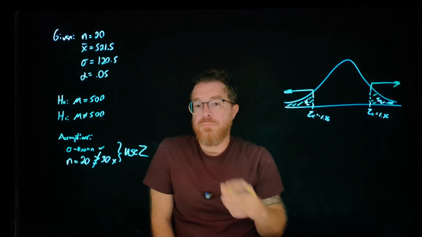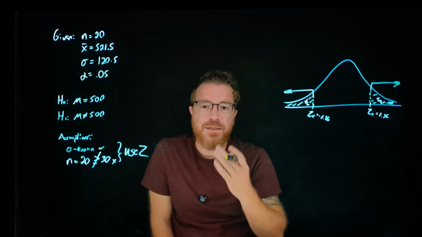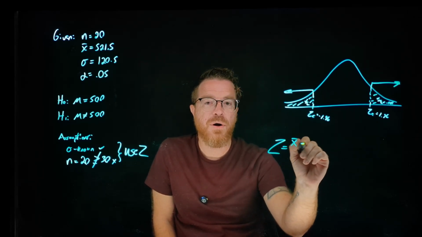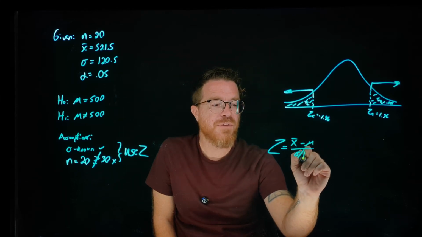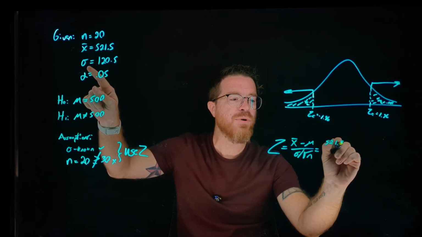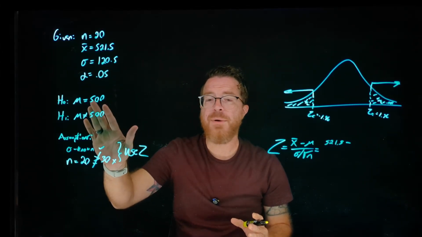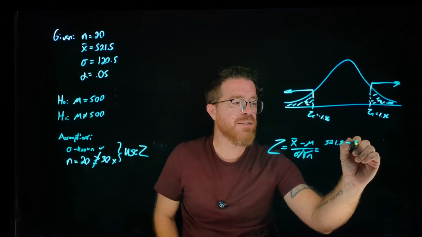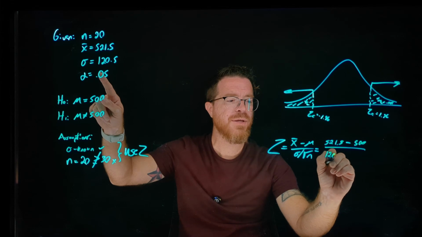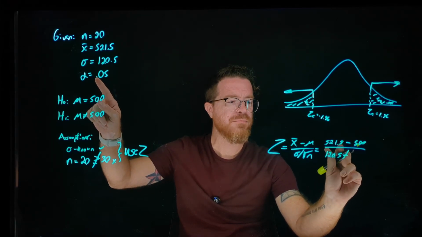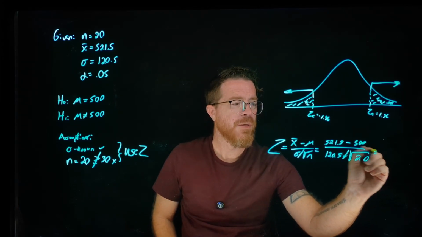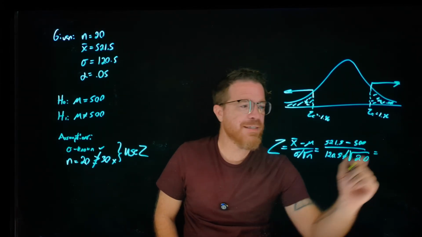So now it's time to figure out, do we reject or fail to reject our null hypothesis? What we're going to do is find our test statistic, which was z equals x bar minus mu over sigma divided by square root of n. In our case, x bar is equal to 521.5, minus, remember, our null hypothesis we're going to treat as our mu. So this is going to be minus 500 divided by sigma, which is 120.5, divided by the square root of n, which we said was 20.